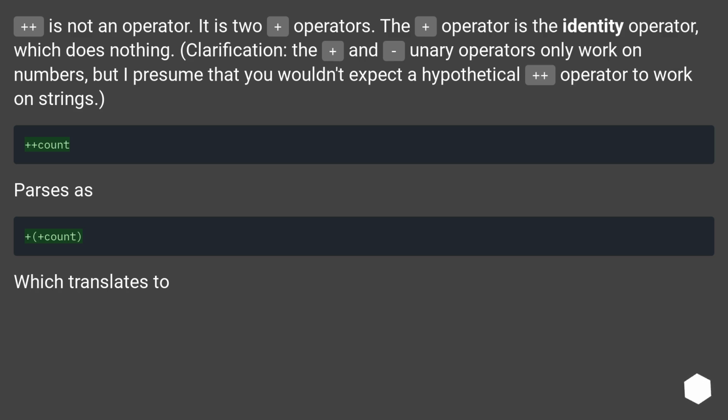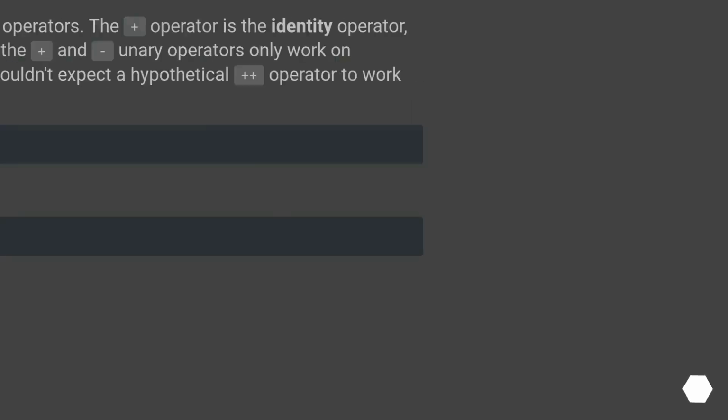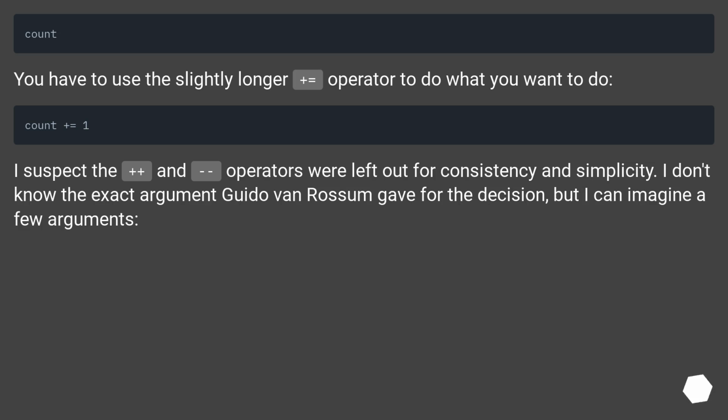Parses as, which translates to. You have to use the slightly longer += operator to do what you want to do. I suspect the ++ and -- operators were left out for consistency and simplicity. I don't know the exact argument Guido van Rossum gave for the decision, but I can imagine a few arguments.